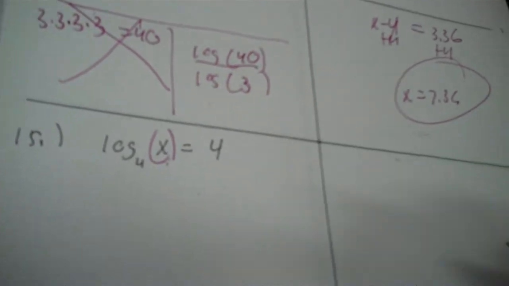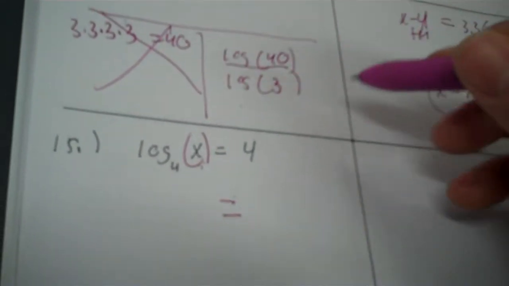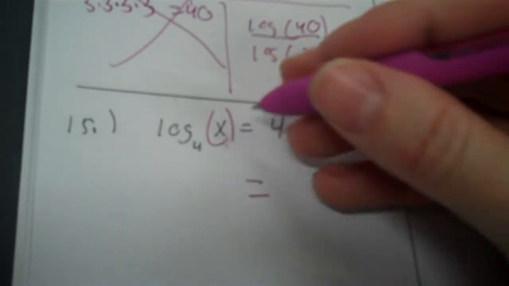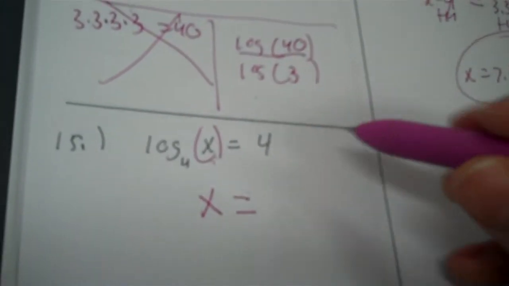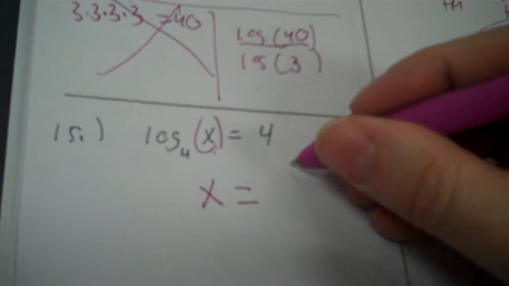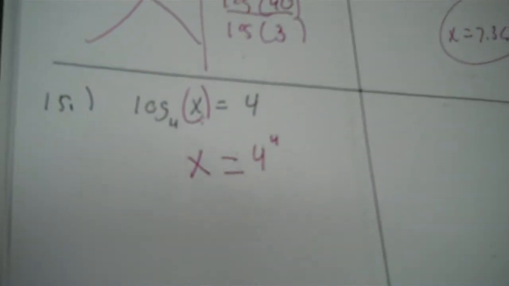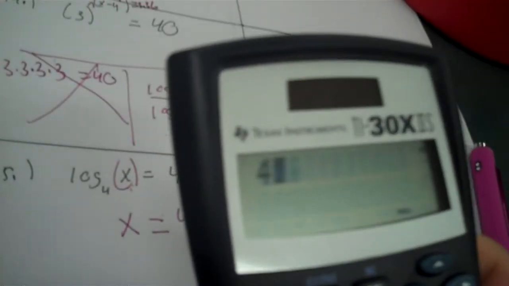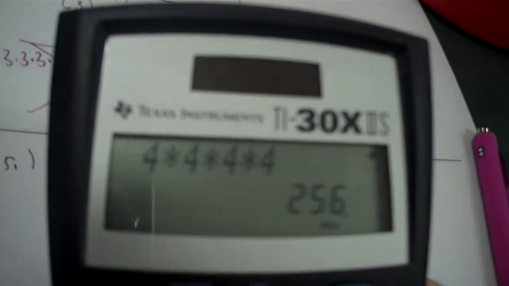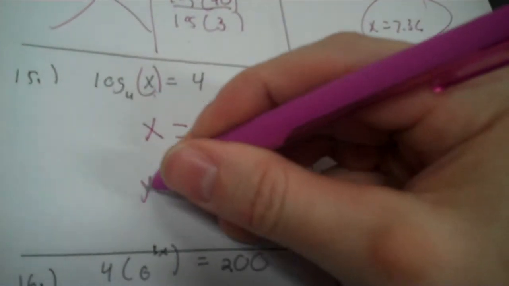Now the next problem, you got to get rid of the logarithm, because you want it to look like these equations here. So your x is in parentheses, you put that by itself. This 4 over here is the power, and that's a base 4. You don't have to do anything other than find what 4 to the power of 4 is. 256.